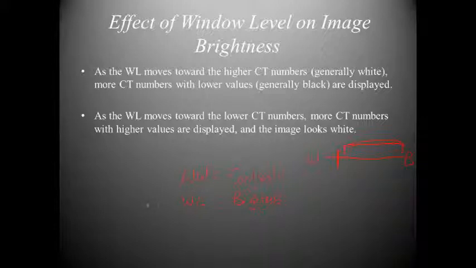As the window level moves toward the lower CT numbers, more CT numbers with higher values are displayed, and the image looks white. So if you move it towards the white or the higher density, then you're going to have a blacker image. If you move it towards the black portion, you're going to have a whiter image.